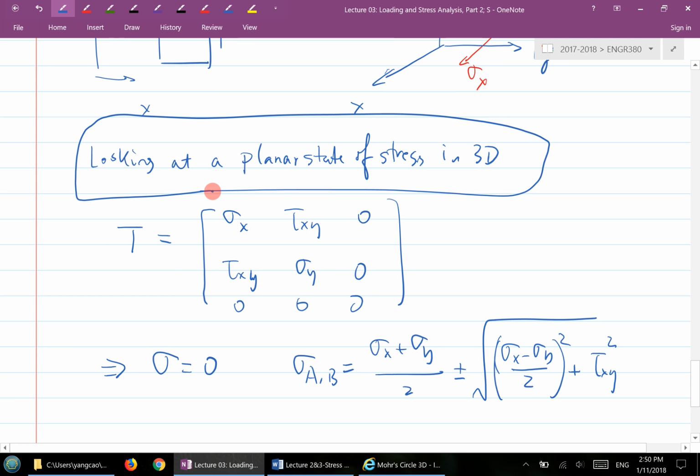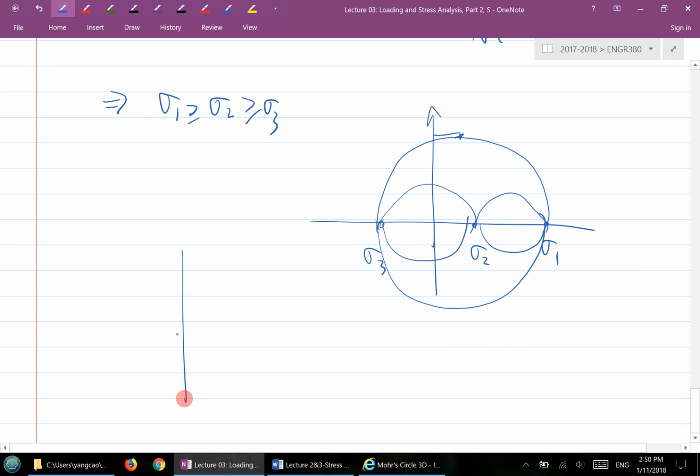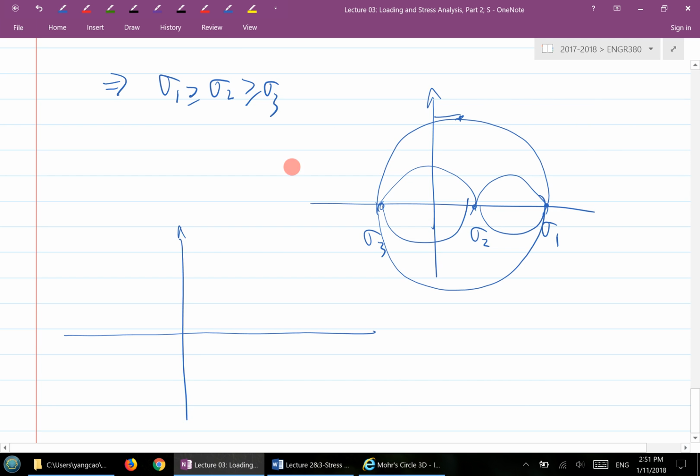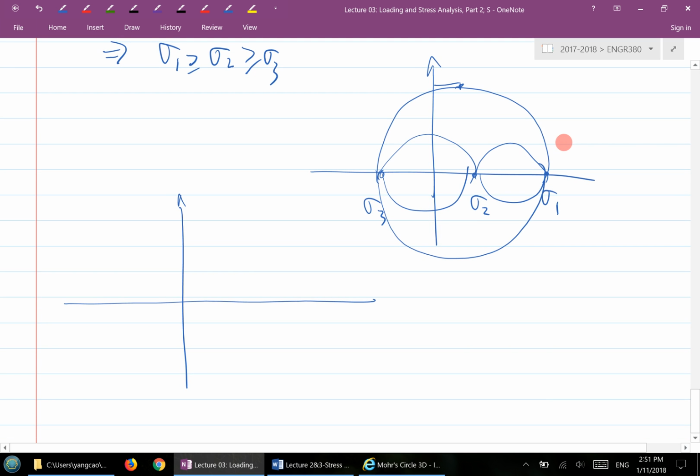If one of them is 0, does the graph still look the same? It doesn't. Let's see if I draw one of them at 0. For example, let's say this is your sigma A, this is your 0, this is your sigma B. That's one scenario, but we're going to look at a different scenario. Now you have your 0 here, sigma A here, and sigma B somewhere here, so your 3 circle will look like this.